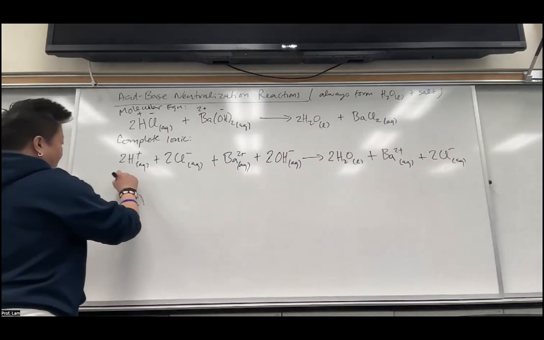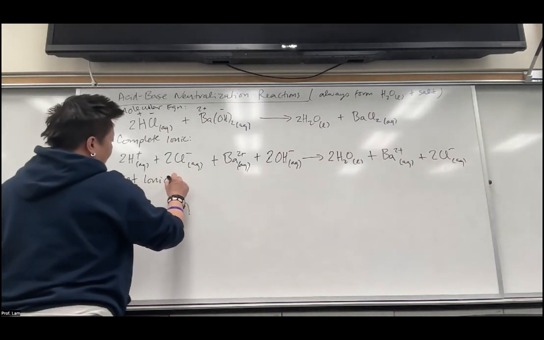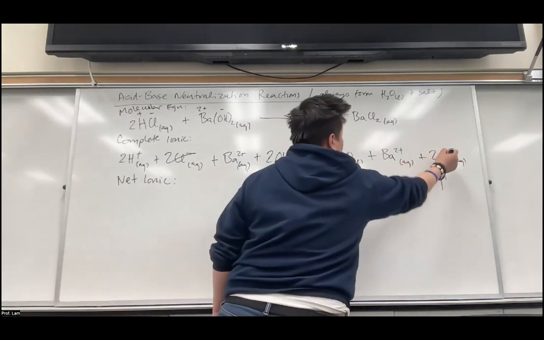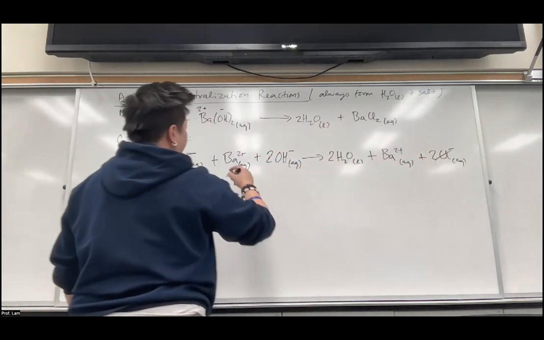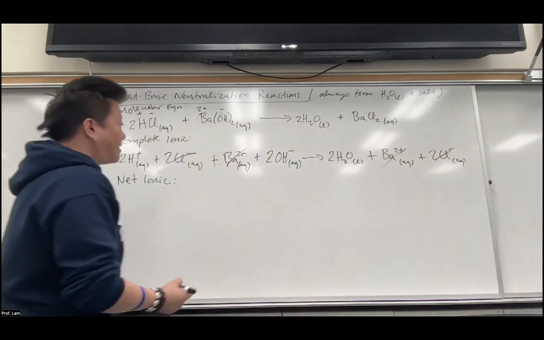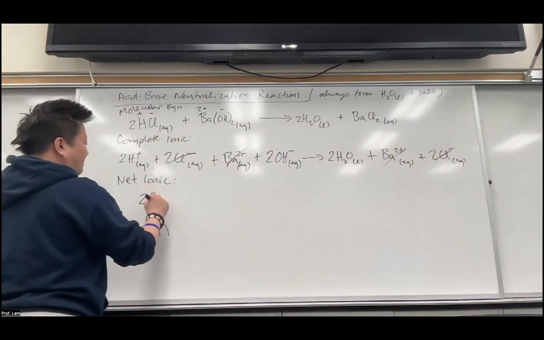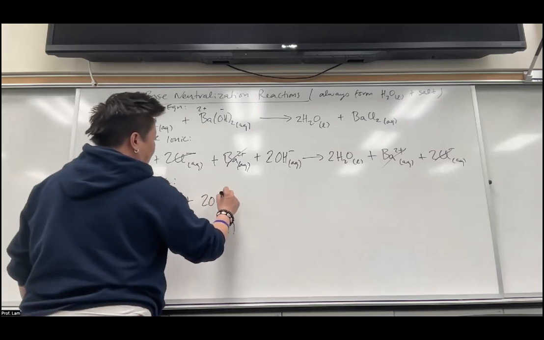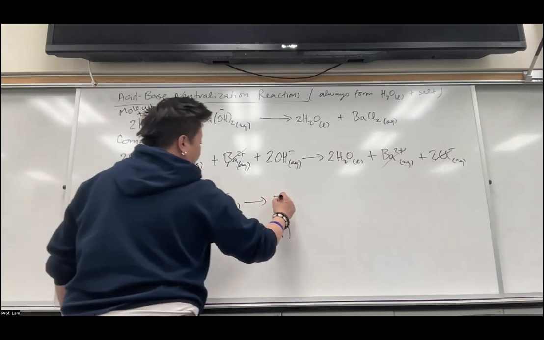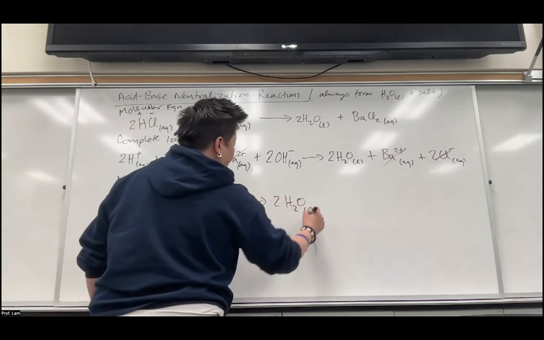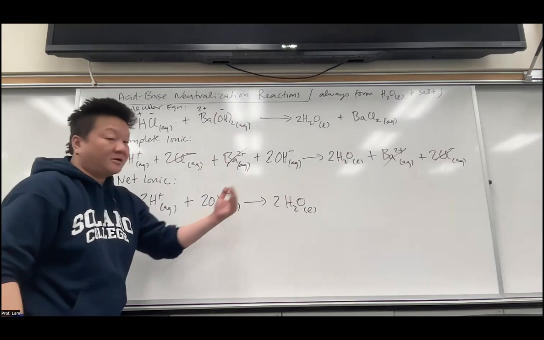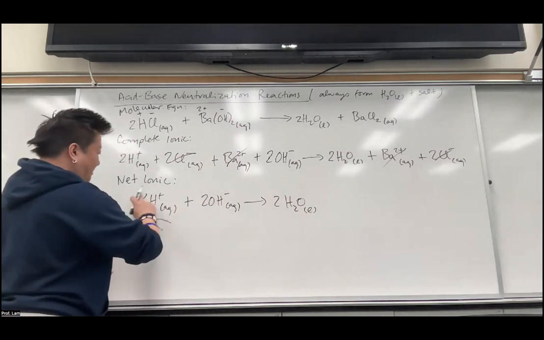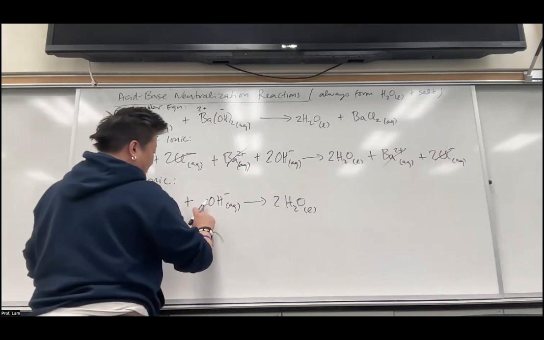And then for the net ionic, right? All I need to do is cancel things that occur on both sides. Okay, chloride and barium. So what do I have left? 2H plus aqueous plus 2OH minus aqueous goes to 2H2O liquid. But notice these two can just get divided, right? Divide everybody by 2, so you end up with this.